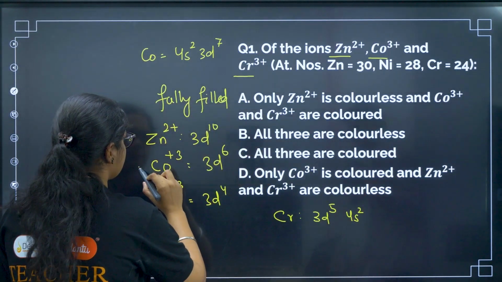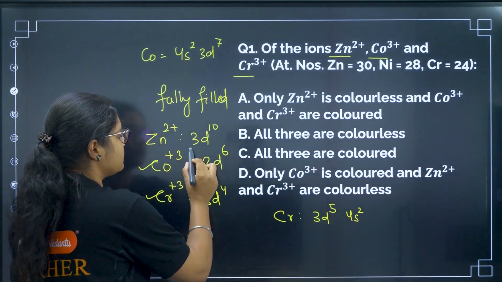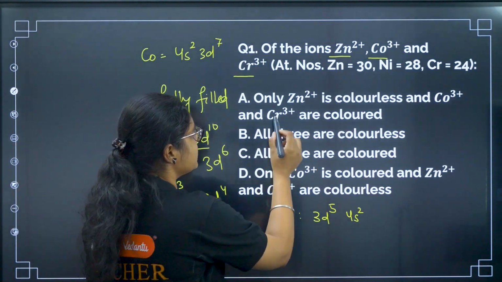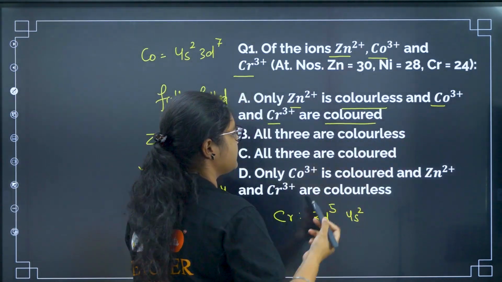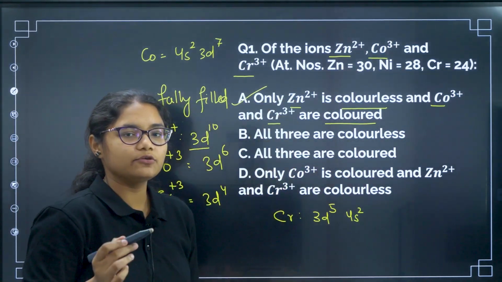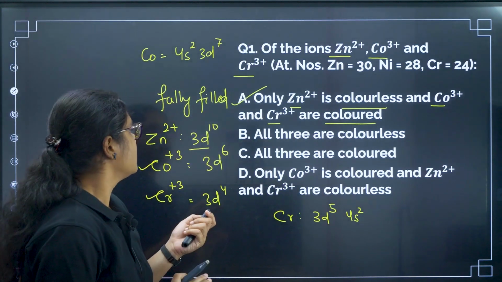So we can see there are unpaired electrons in cobalt 3+ and chromium 3+. So Zn2+ will be colorless and the other two will be colored compounds. So only Zn2+ is colorless and Co3+ and Cr3+ are colored. So the correct answer for this question is option A. The thing you should know is the condition for colored and colorless compounds. Okay, next question.